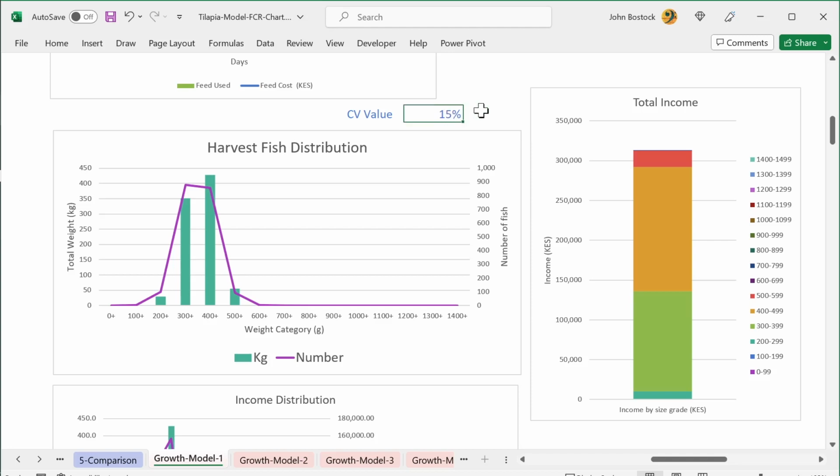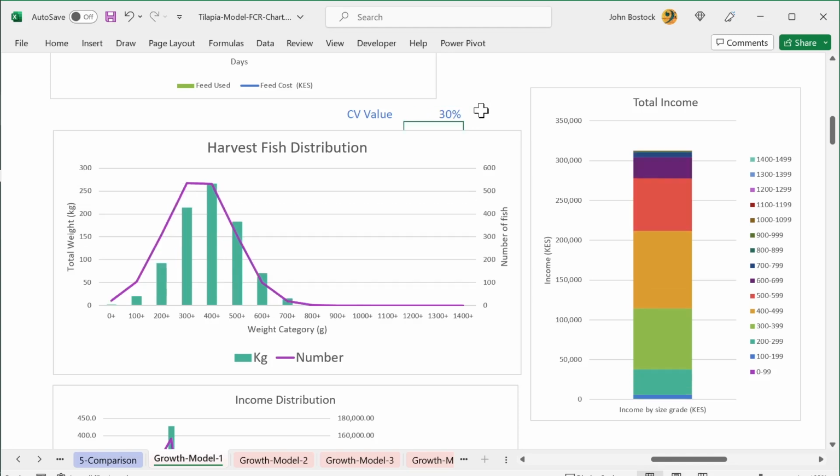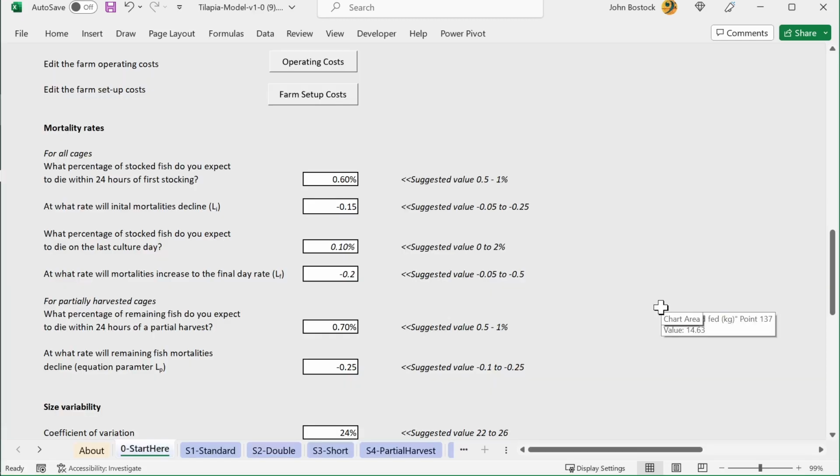Normal values for CV are generally between 22 and 26%. The higher the value, the greater will be the spread of sizes around the mean. So, with this video, we have completed a run through the biological and production parameters that can be adjusted. In the next video, we look in more detail at entering financial data.